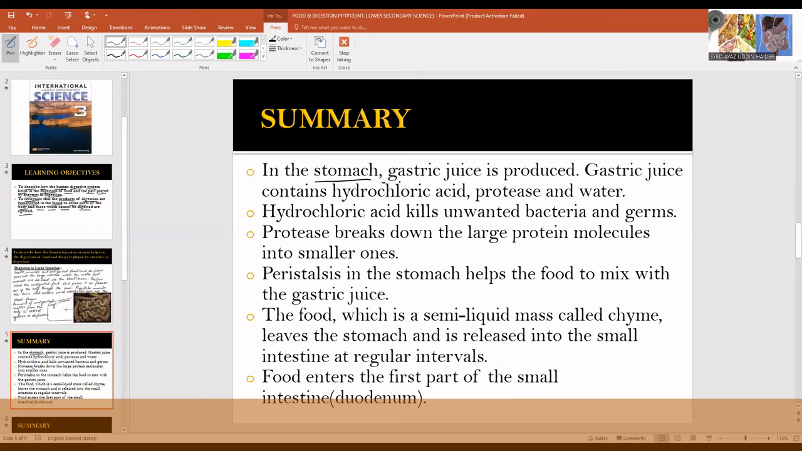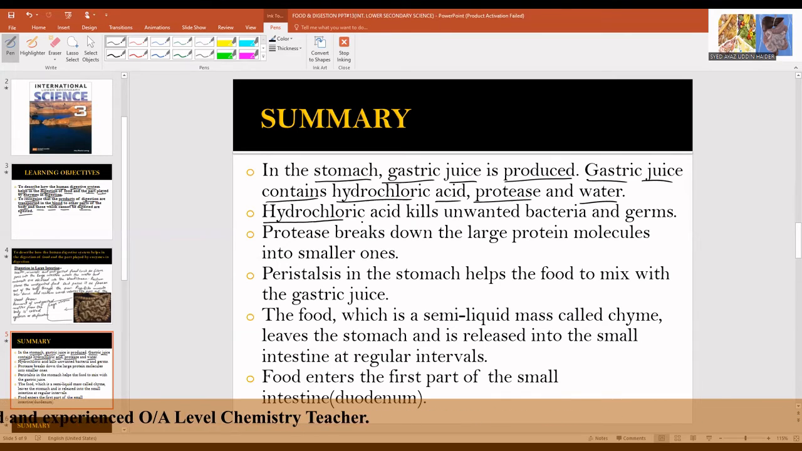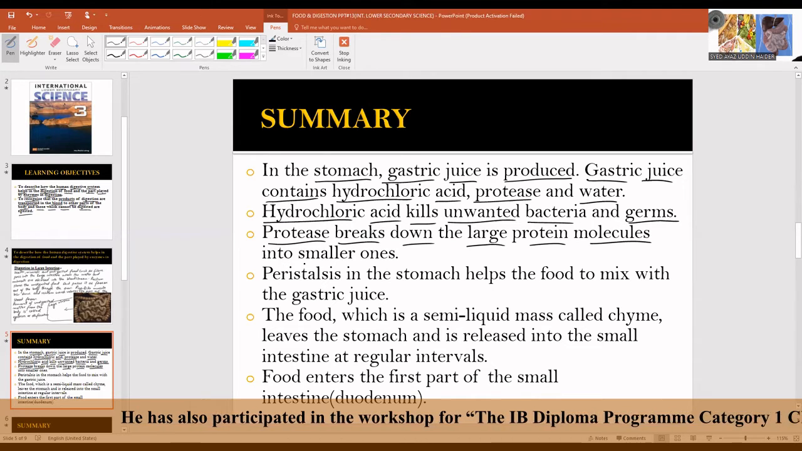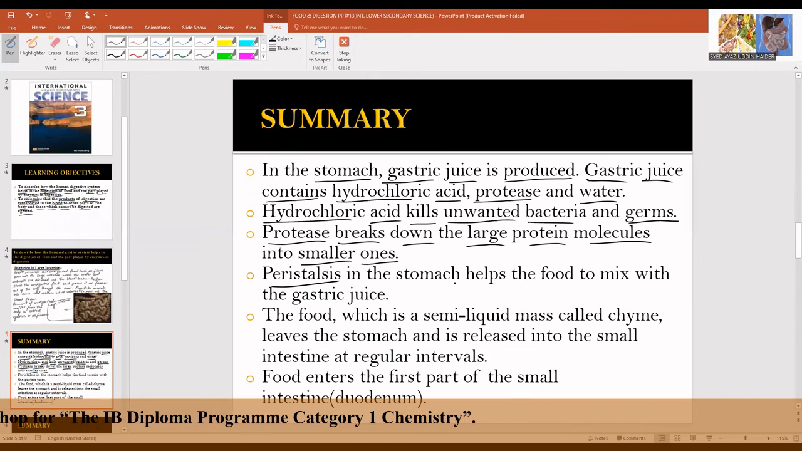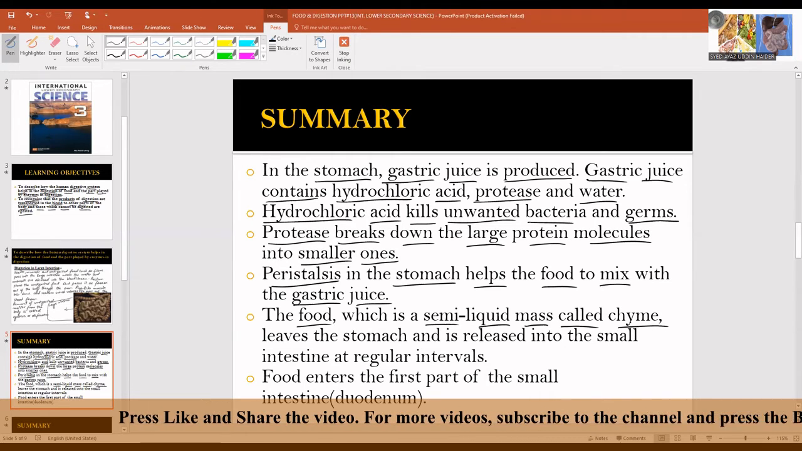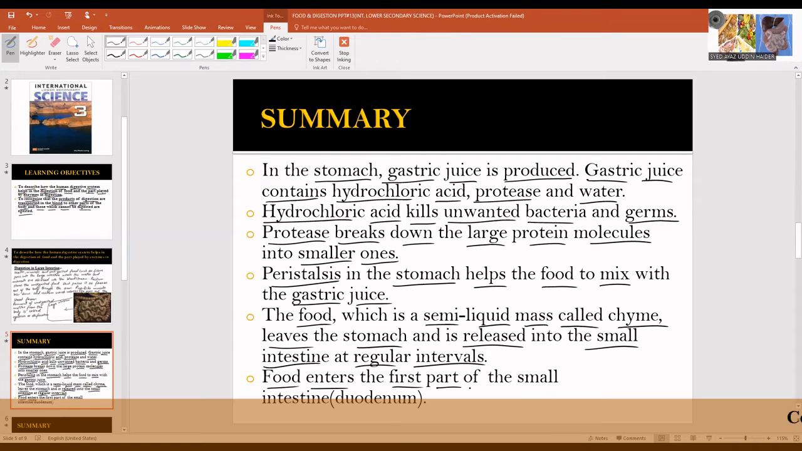In the stomach, gastric juice is produced. Gastric juice contains hydrochloric acid, protease, and water. Hydrochloric acid kills unwanted bacteria and germs. Protease breaks down the large protein molecules into smaller ones. Peristalsis in the stomach helps the food to mix with the gastric juice. The food, which is a semi-liquid mass called chyme, leaves the stomach and is released into the small intestine at regular intervals. Food enters the first part of the small intestine, which is the duodenum.